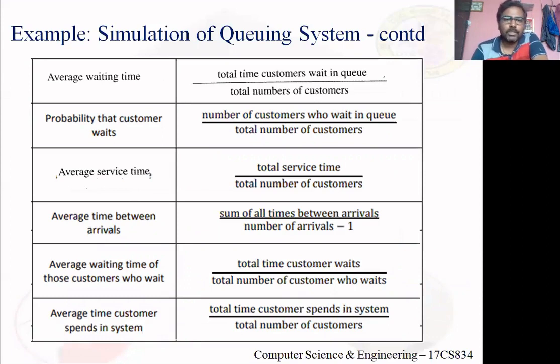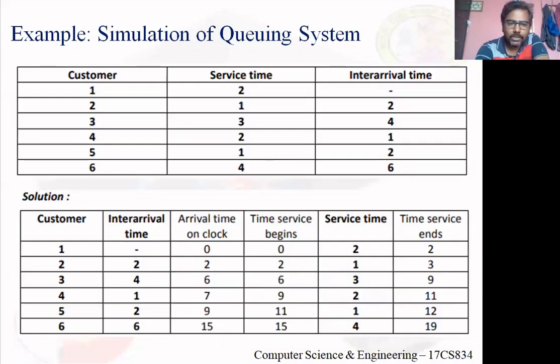So average service time, it is very simple. Average service time is total service time. See in this 5th column, that is service time, right? You sum all those service times, 2 plus 1 plus 3 plus 2 plus 1 plus 4. What value are you going to get? Divided by 6. That is average service time. Got it? Average service time is very clear, right?